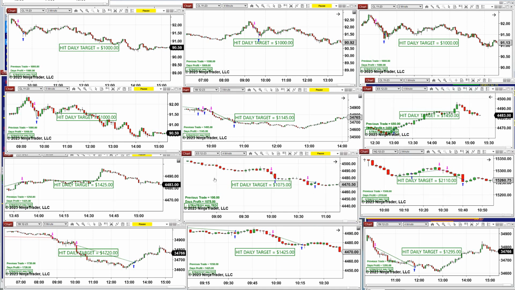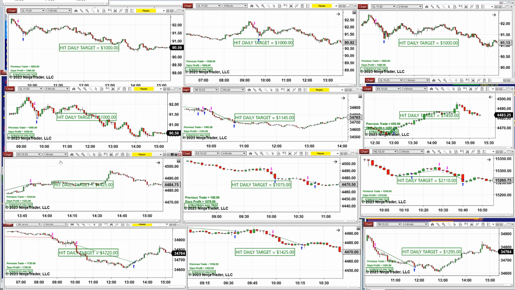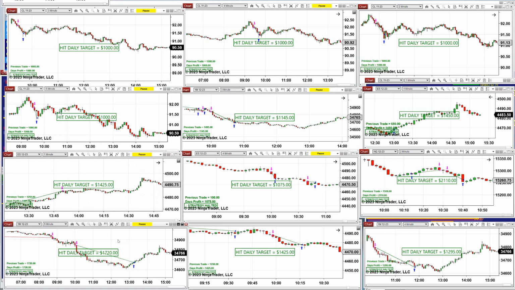2000 on the Nasdaq 2 minutes, ES 4 minutes, different setting, and 1400, and it is really interesting. And then we have the YM 5 minutes, and then we have the 2 minutes ES and the YM, they all hit the target. We're only using from 1 to 5 minutes.